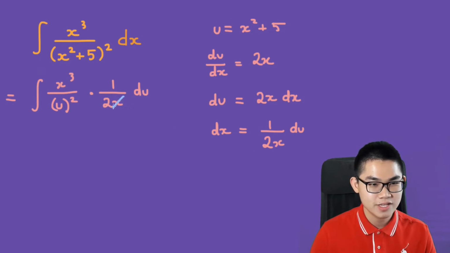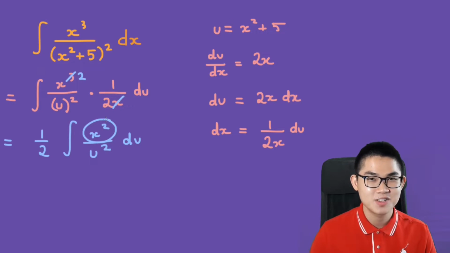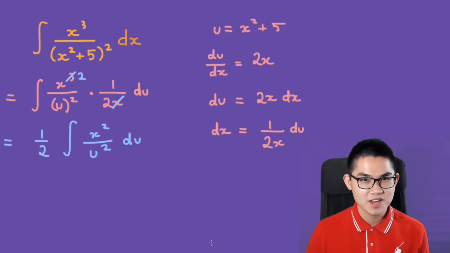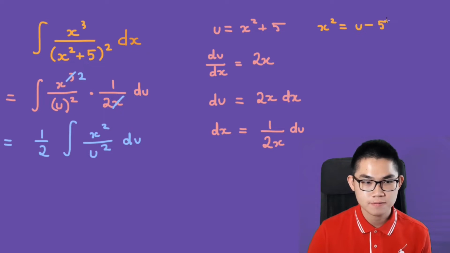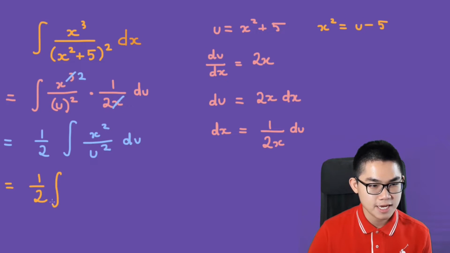We can cancel this out with this, and we get a 2 up here. We can also move this 2 outside of the integral. So we get 1 over 2 times the integral of x to the power of 2 over u to the power of 2 du. At this point, what is x to the power of 2? It is very simple. We know that u is equal to x squared plus 5, so x squared will be u minus 5. We get 1 over 2 times the integral of u minus 5 over u squared du.